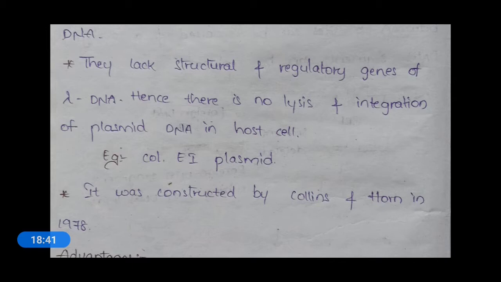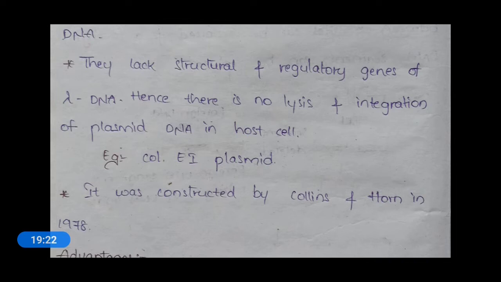And here no structural or regulatory gene of lambda DNA are present in cosmids. Okay, here only the lambda phage cos sites are present, and also selectable markers are present with origin of replication. But regulatory genes or structural genes related to lambda phage DNA are not present here. Hence there is no lysis and integration of plasmid DNA into the host cell. Example for this is Col E1 plasmid.